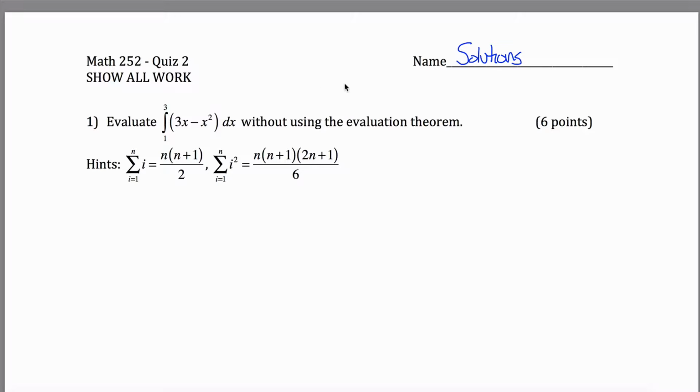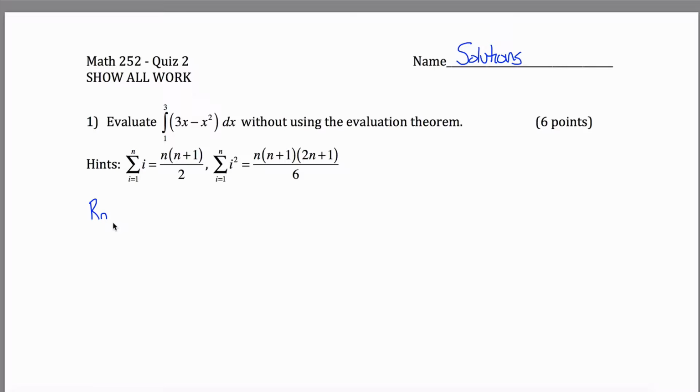All right, here's solutions for quiz 2 from Math 252. In this first problem, actually in all these problems, we're evaluating integrals, but this first one, unfortunately, we're doing it without the evaluation theorem. So back before you learned that we could figure this out if we just knew the antiderivative of the integrand here and then evaluated at 3 and subtracted what it's equal to evaluated at 1. Back before you learned that, you could still solve this problem. Just wasn't any fun, or I don't know, I guess it depends on your definition of fun.